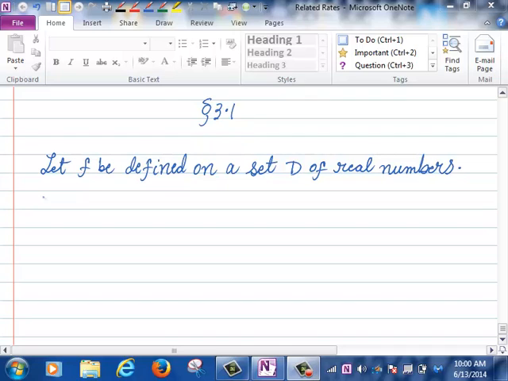We are going to start section 3.1 now. Okay, we are done with chapter 2. In section 3.1, the first thing that I'm going to do is define a bunch of terminologies, and then we'll see some examples.